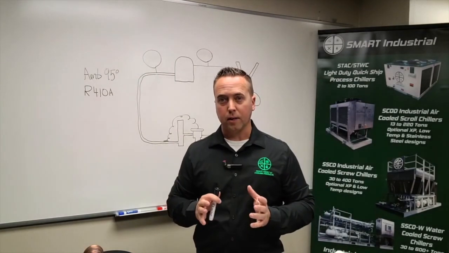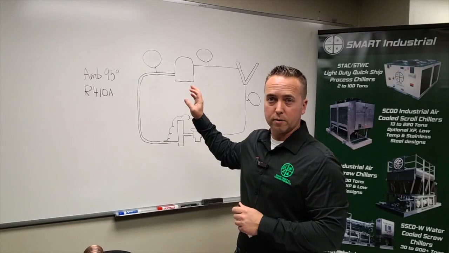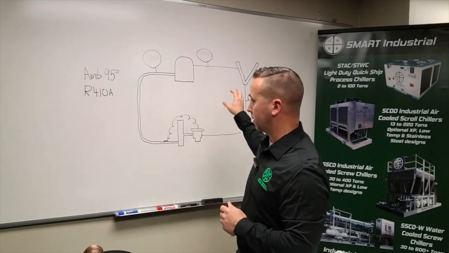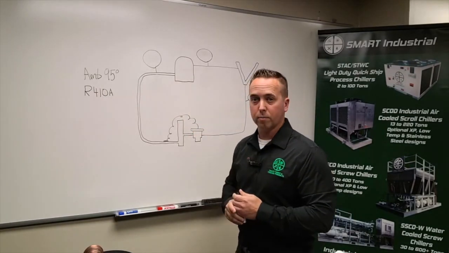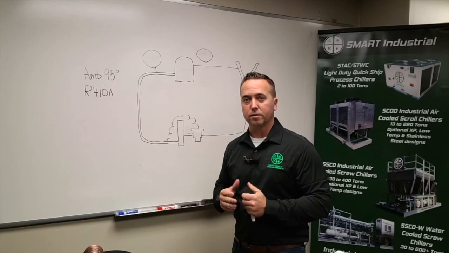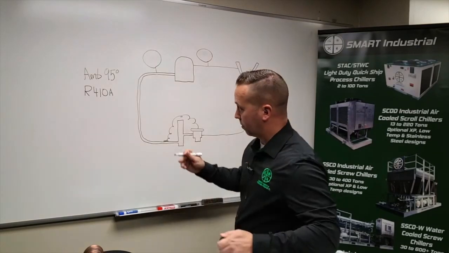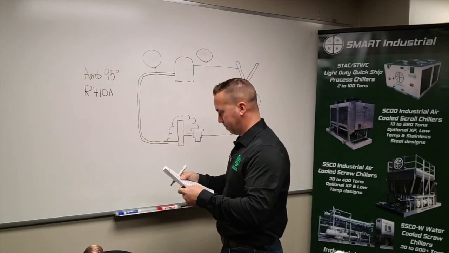Let's begin our example starting at the compressor. Many refer to the compressor as the heart of the system, as without it we would have no pumping going on in the system. But the primary purpose of the compressor within a refrigeration system is to create a pressure differential in the system. Look at this example of 410A at 95 degrees.